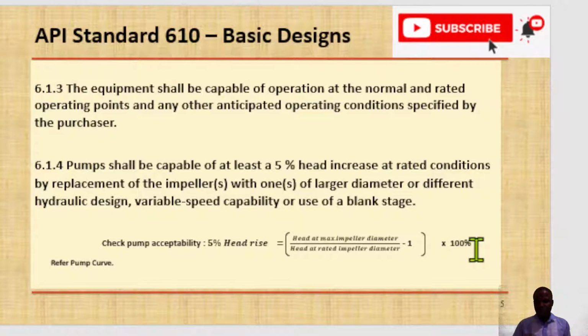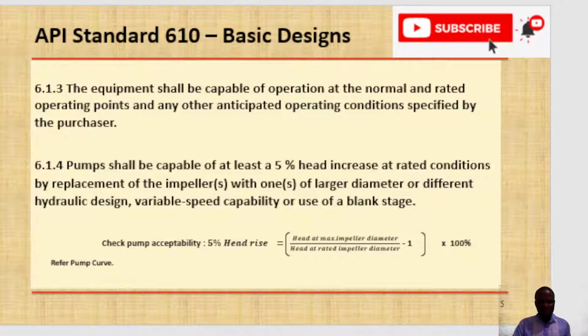I repeat, you check for pump acceptability in terms of what? In terms of the 5% head increase as specified in the basic design conditions in API 610, by using the following expression: 5% head rise equals head at maximum impeller diameter over head at rated impeller diameter, minus 1, all in brackets, times 100%.